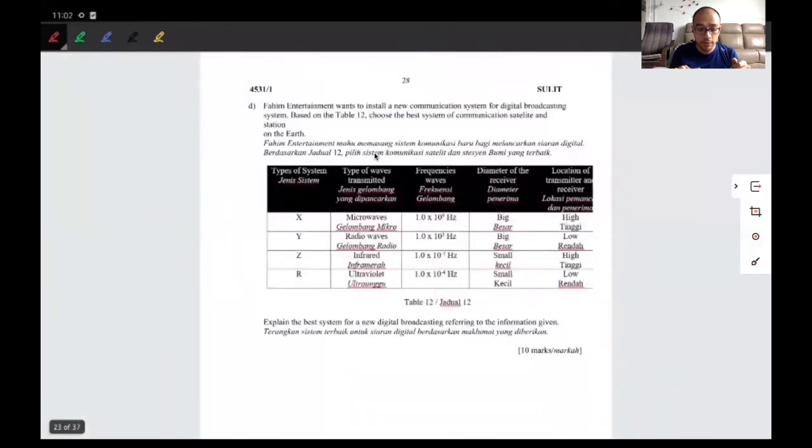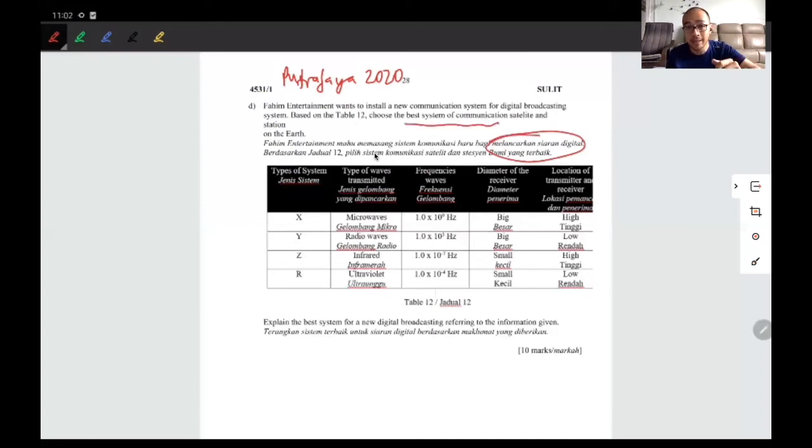Okay, so Fahim, I want to talk about this question first. Fahim Entertainment wants to install a new communication system for digital broadcasting. So it's similar to the satellite one just now. Sistem komunikasi bagi melancarkan siaran digital. So we're talking about parabolic, maybe parabolic dish, I don't know. So based on table 12, choose the best system of communication between the satellite and the station on the Earth.